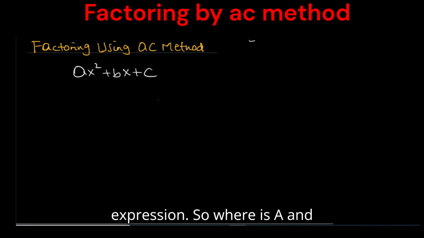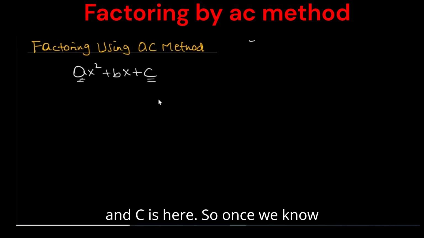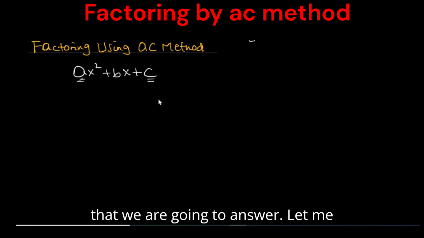So where is A and where is C? Okay, A is here and C is here. Once we know A and C, what A and C have to do with factoring is the next question that we are going to answer. Let me directly go to the example.